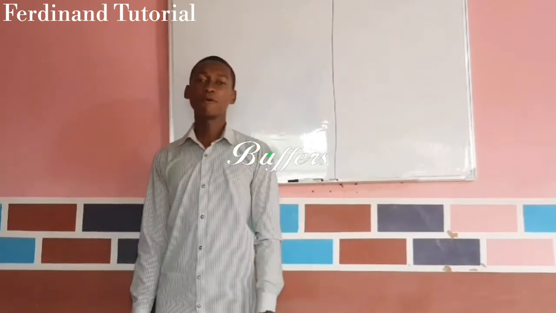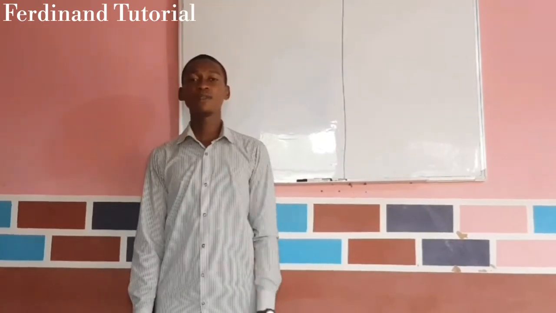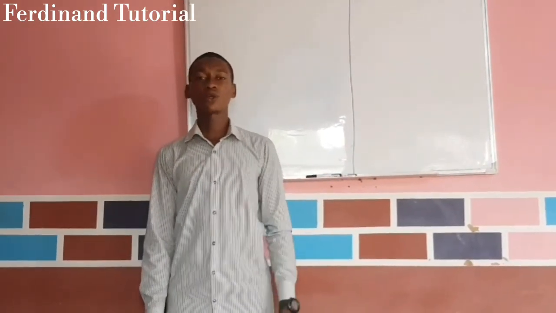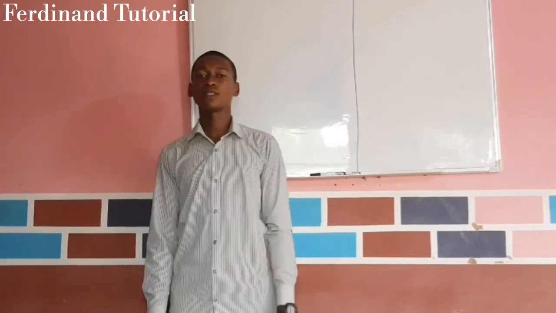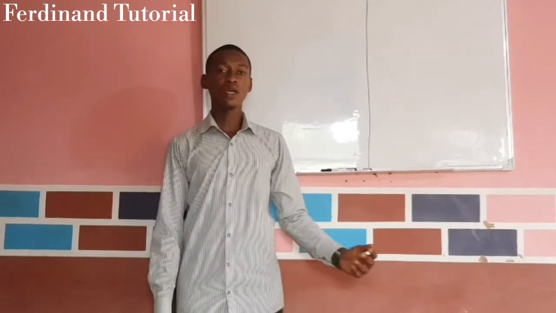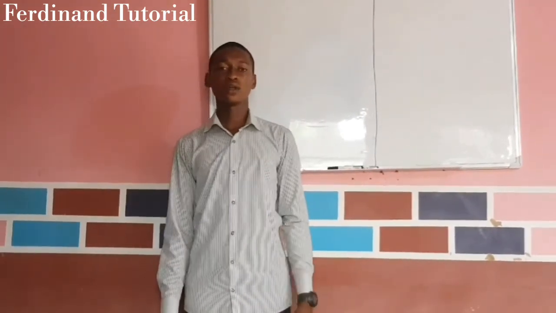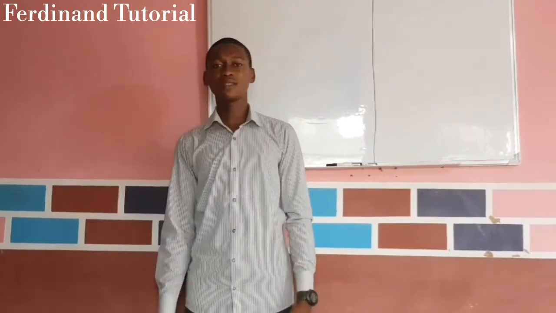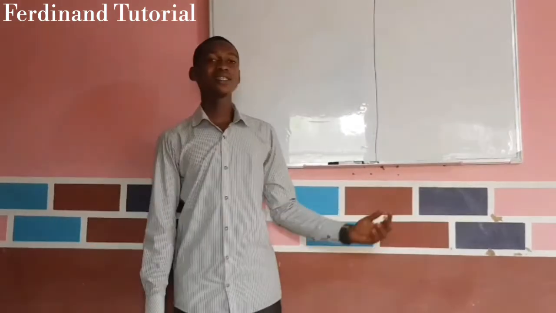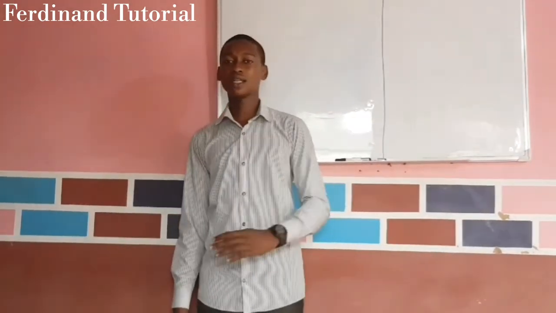Let's talk about buffers. A buffer is a solution which resists change in pH following the small addition of a strong acid or strong base. Buffers are usually a solution which contain a weak acid and its salts or weak bases and its salts. An example of a weak acid and its salt is acetic acid and sodium acetate. They are buffers which contain a weak acid and its salt.